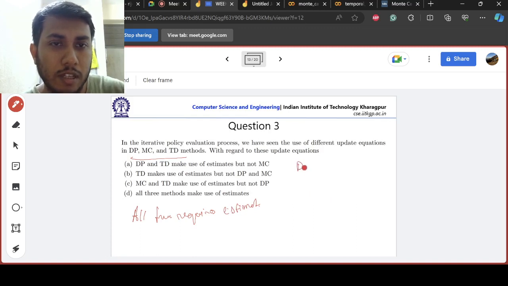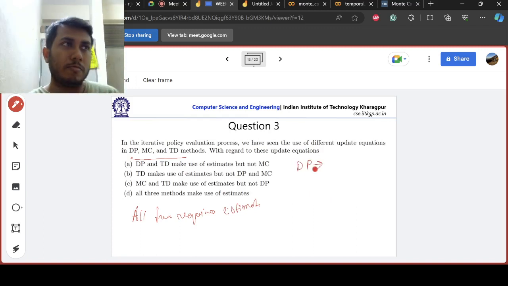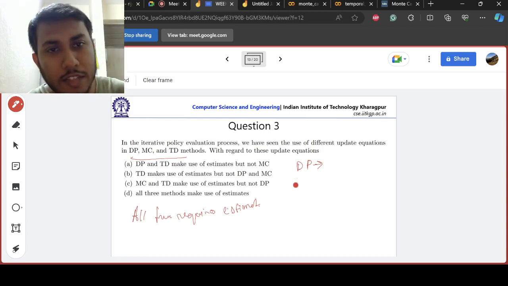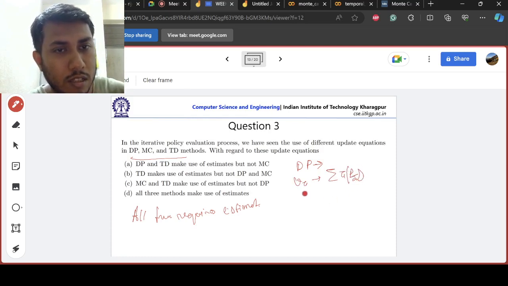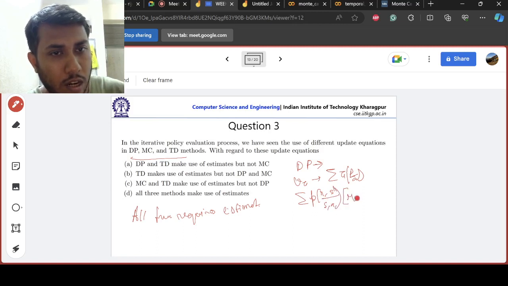Recall for DP what you are trying to do. You are trying to calculate V pi, using the sum over actions of pi of A, the probability of R, S' given S, A, times R plus gamma V pi of S', the previous estimate of V pi of S.